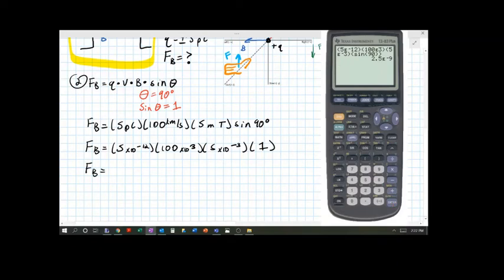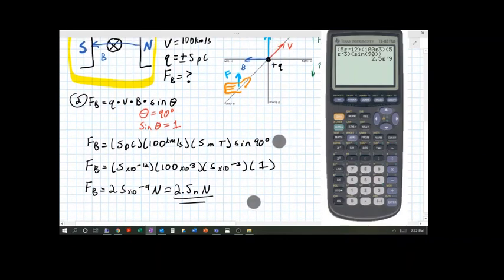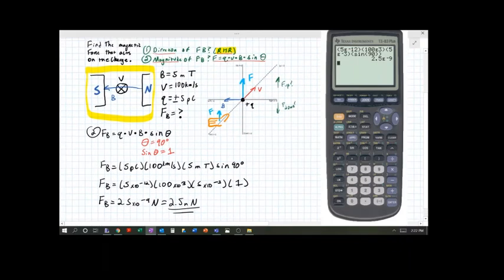The force on this charge is 2.5 times 10 to the negative 9th newtons, and 10 to the negative 9th stands for nano, so 2.5 nanonewtons of force acts on this charge in the upward direction. And that is how you deal with a problem like that.